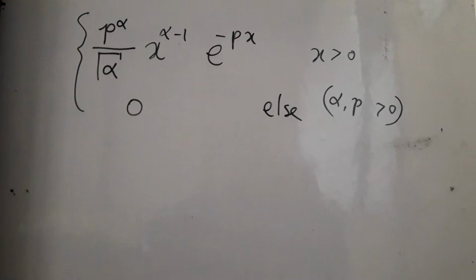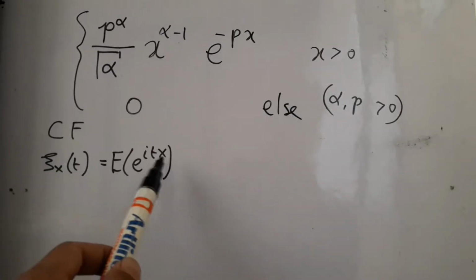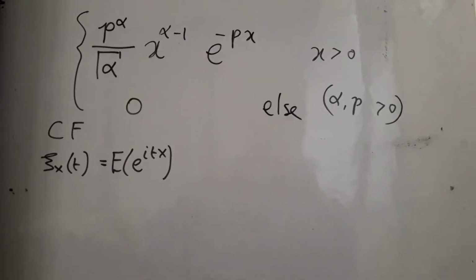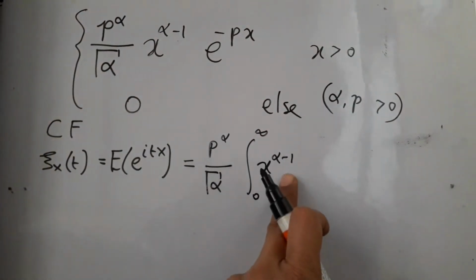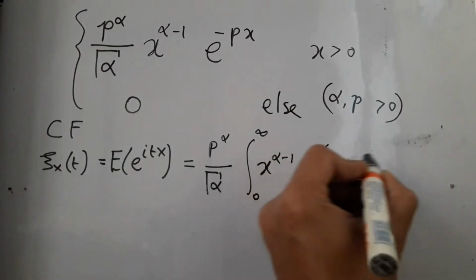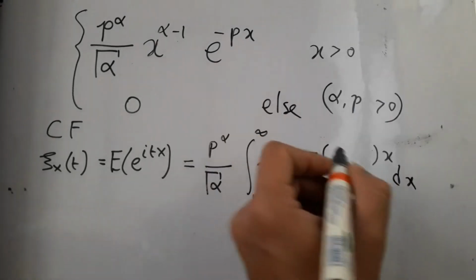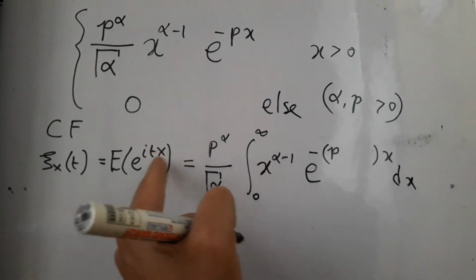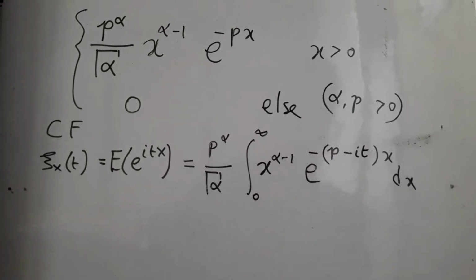We are going to use this property in order to find its characteristic function, which is defined as the expectation of e to the power itx. So I take e to the power itx, multiply it with the density and integrate. X to the power alpha minus 1 remains as it is. Now for the exponential part, I want to write it as minus something times x dx. I already have p and I have it. Because I have a minus, I will put minus it.